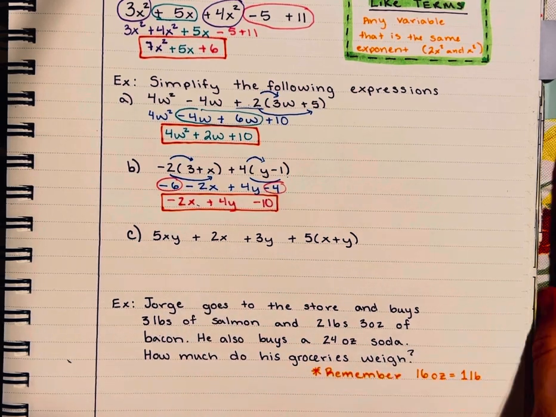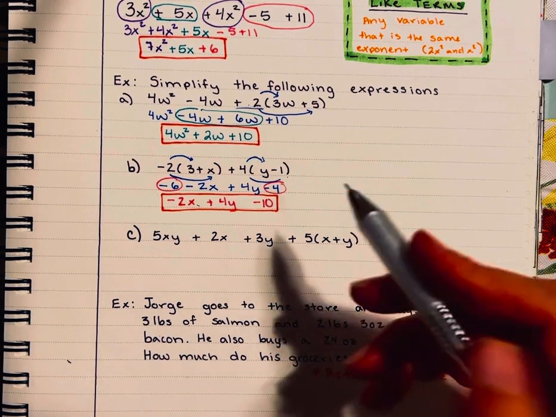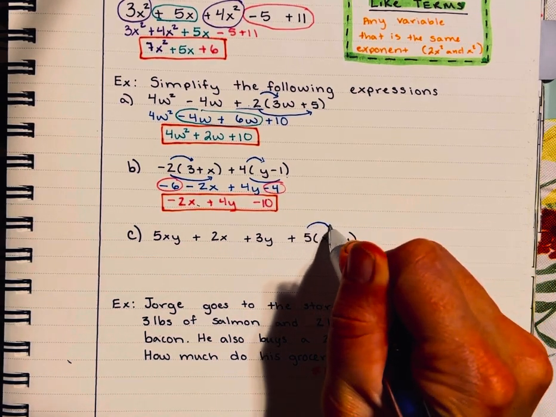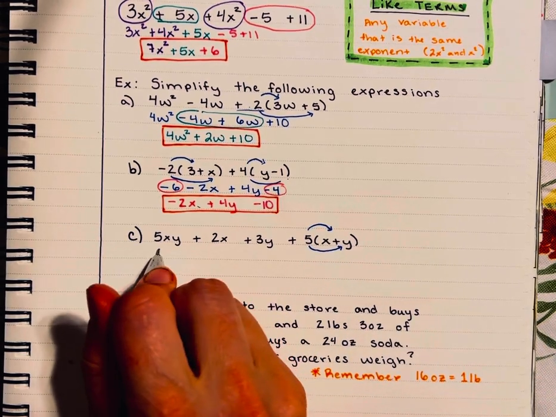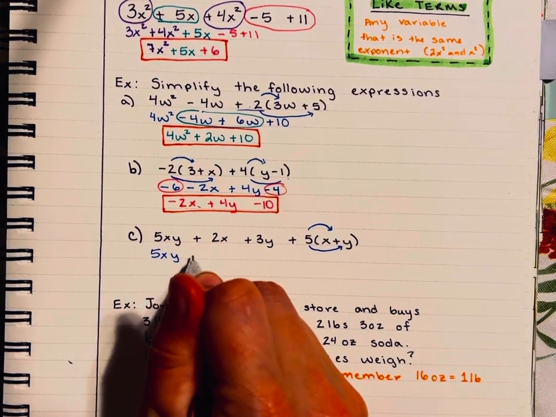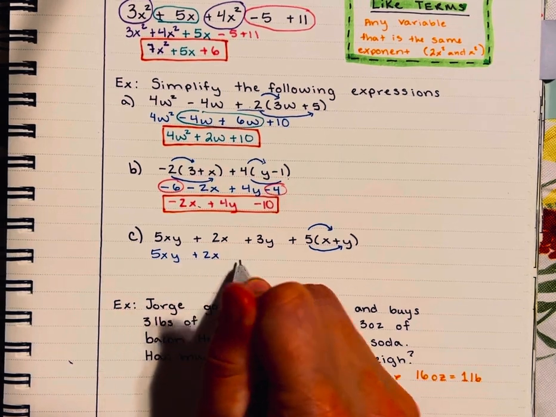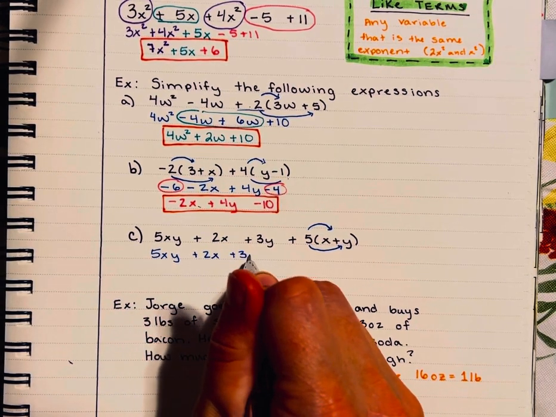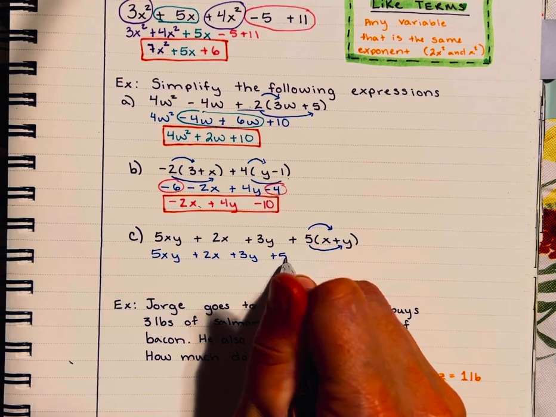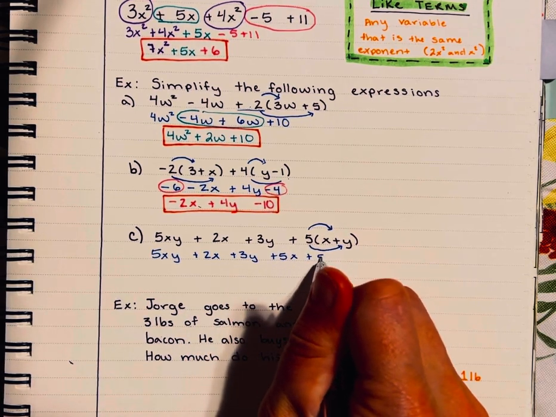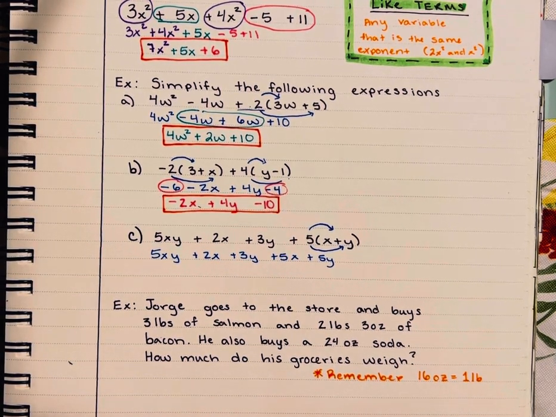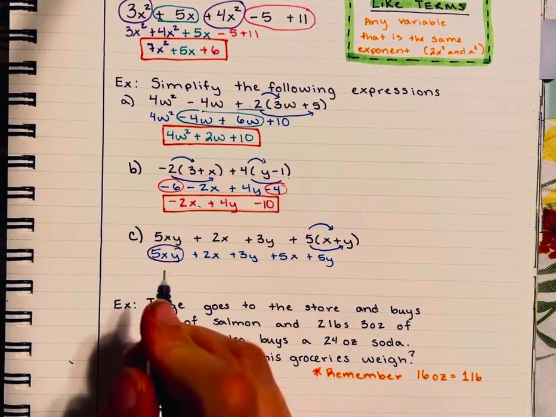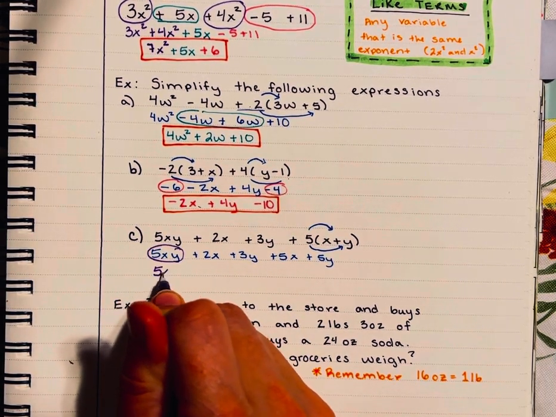So just as last time, I'm going to start with distributing my 5 to my x and my 5 to my y. And so if I rewrite the entire expression, I'm going to have 5xy plus 2x plus 3y plus 5x plus 5y. And so for this example, we're going to just start with identifying our like terms. So starting with the 5xy, it has no other like terms, so I'm just going to rewrite it below.